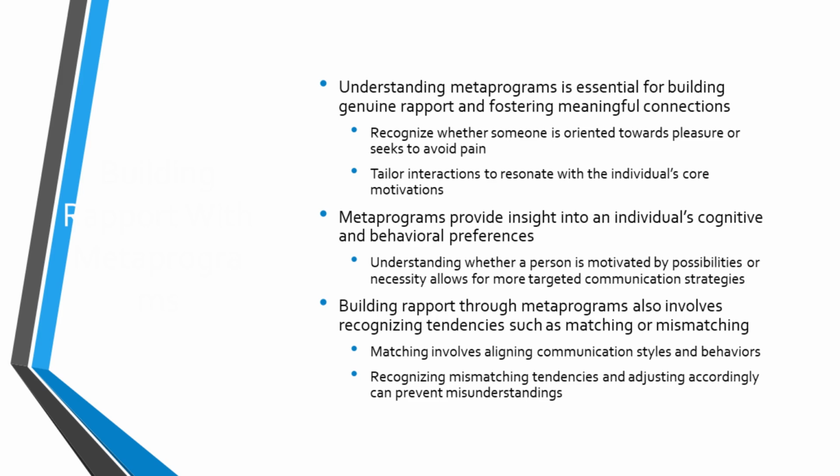For instance, understanding whether a person is motivated by possibilities, pleasure, or necessity, avoiding pain, allows for more targeted communication strategies. Those who are pleasure-oriented may respond better to discussions about opportunities and positive outcomes. Conversely, individuals focused on avoiding pain may appreciate conversations that emphasize risk mitigation and problem solving. Building rapport through metaprograms also involves recognizing tendencies such as matching or mismatching. Matching involves aligning communication styles and behaviors, which can create a sense of similarity and trust. Conversely, recognizing mismatching tendencies and adjusting accordingly can prevent misunderstandings and foster a more harmonious interaction.